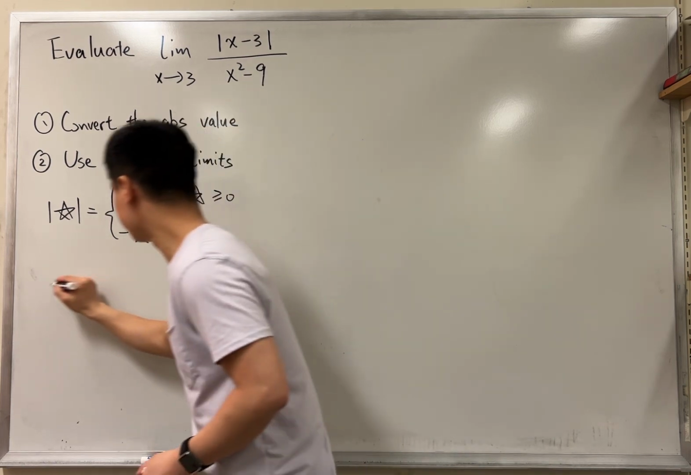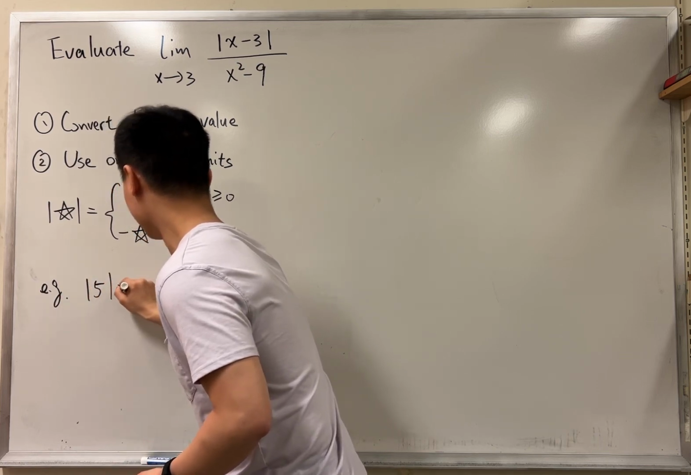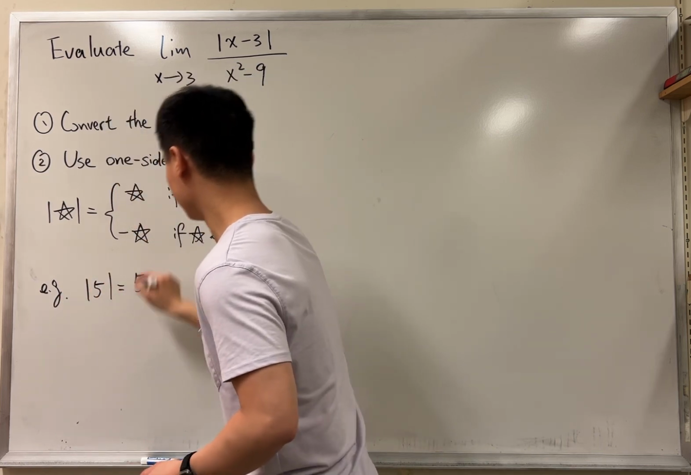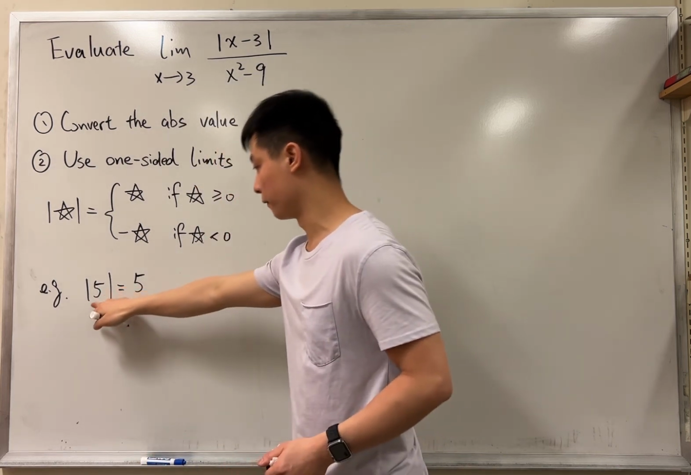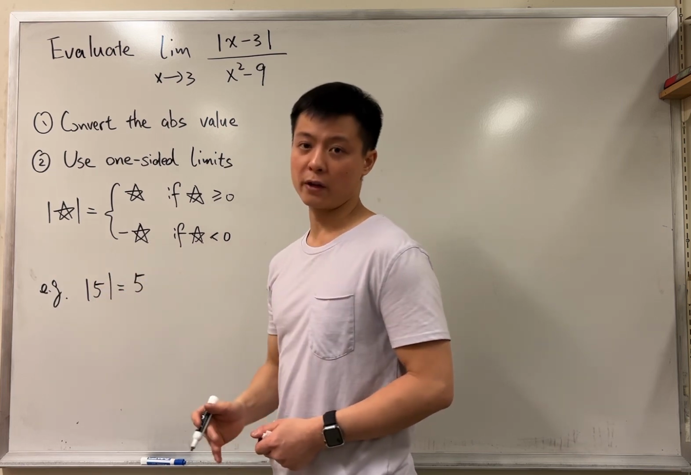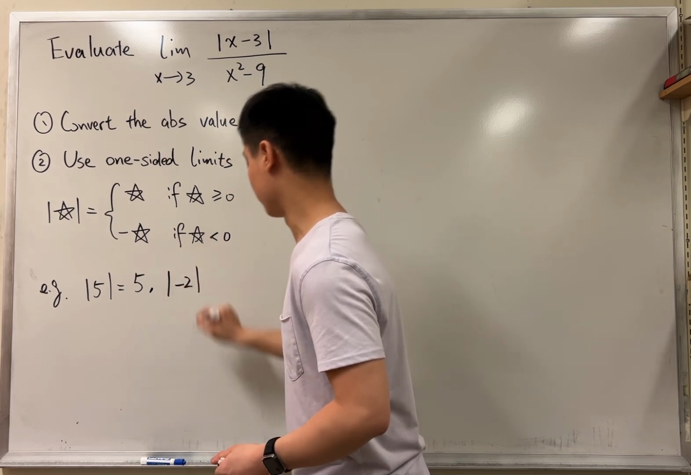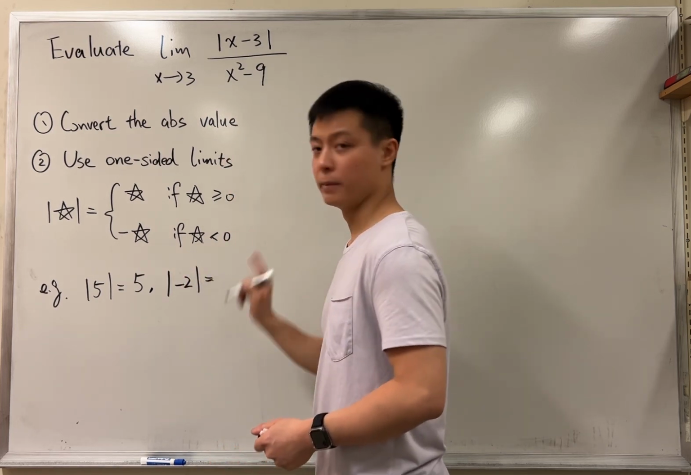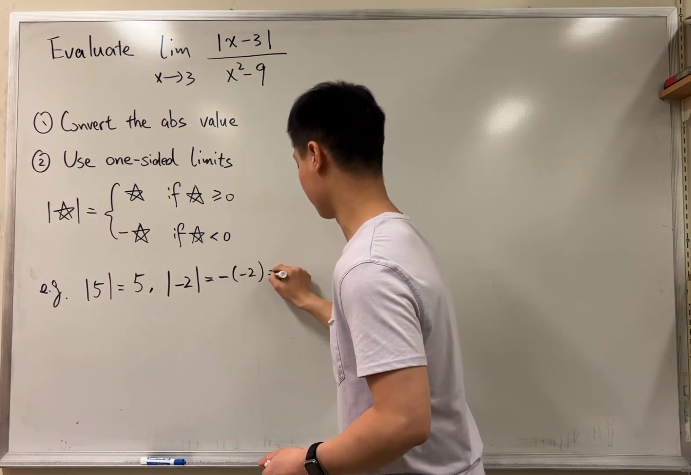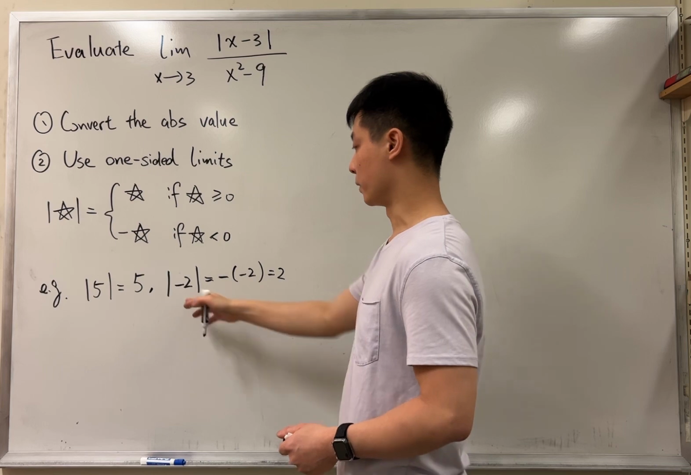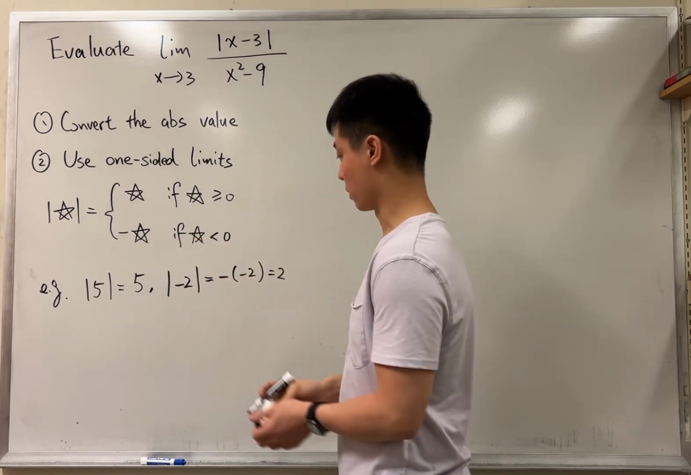For example, the absolute value of 5 is converted to 5 itself, so we remove the absolute value without doing anything. That is because we know the number 5 is greater than or equal to 0. But when it comes to the absolute value of -2, then this will be converted as negative of -2, which is 2. That is because we know -2 is less than 0. So we use this expression.